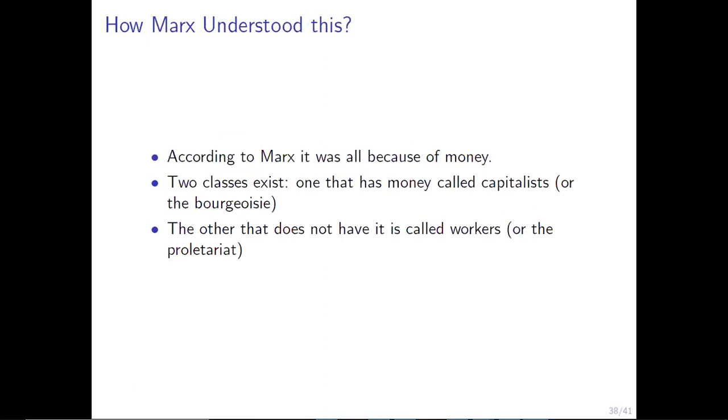So how did Marx understand this? For Marx, it was all because of money. There are two classes. One is called the bourgeoisie. This is the capitalist class. You work for the capitalist, the person who owns capital. The person who owns resources is your master. So it is like modern day slavery, where you are working for a capitalist.